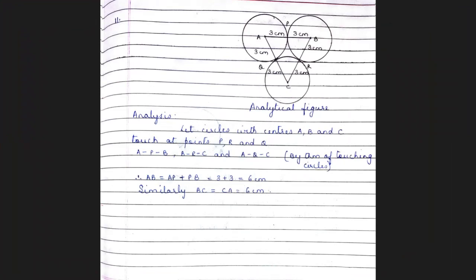This is by the theorem of touching circles, which means all the 3 points are collinear, they lie on a straight line. Now AB equals AP plus PB, that is 3 plus 3, 6 centimeters. Similarly, BC equals CA equals 6 centimeters. Now this is how you have to draw the analytical figure and write the analysis.